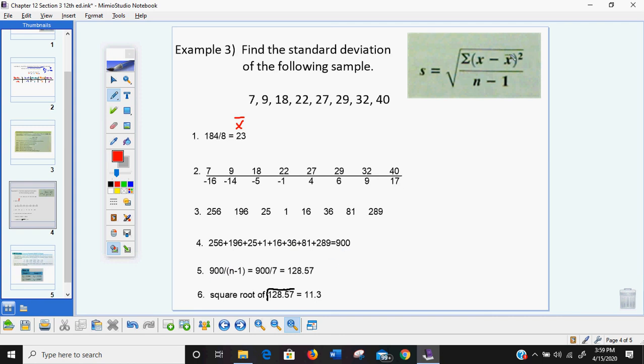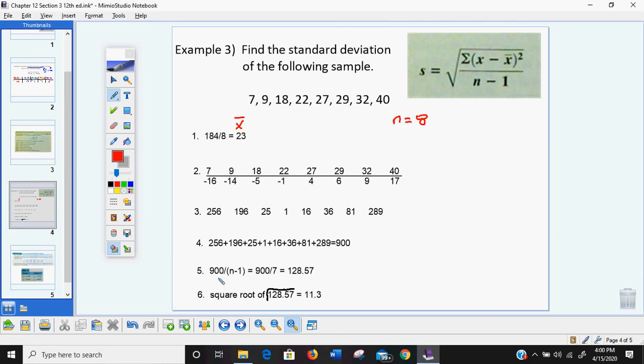Step 5 says, so we've got the top done. We added all those together. That little sigma means add them up. So we subtracted, then we squared, then we added them up. We're on step 4. Step 5 says take that number in the numerator and divide it by n minus 1. Now first we've got to see how many are in our sample. 1, 2, 3, 4, 5, 6, 7, 8. So after counting those up, we know that n is equal to 8. Okay? I just counted the number in my sample.